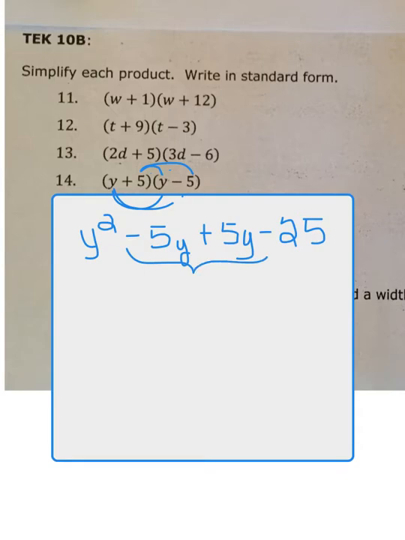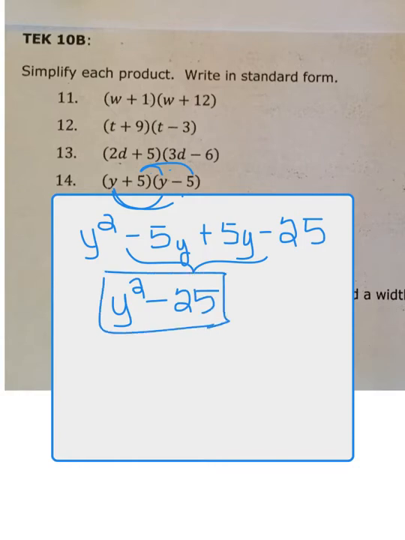But when I look at this, I notice that negative 5y plus 5y cancels out. It makes 0. So all that's left is y squared minus 25. There is no middle term. Kind of cool. And that happened because of the plus 5 and the minus 5. They canceled each other out.